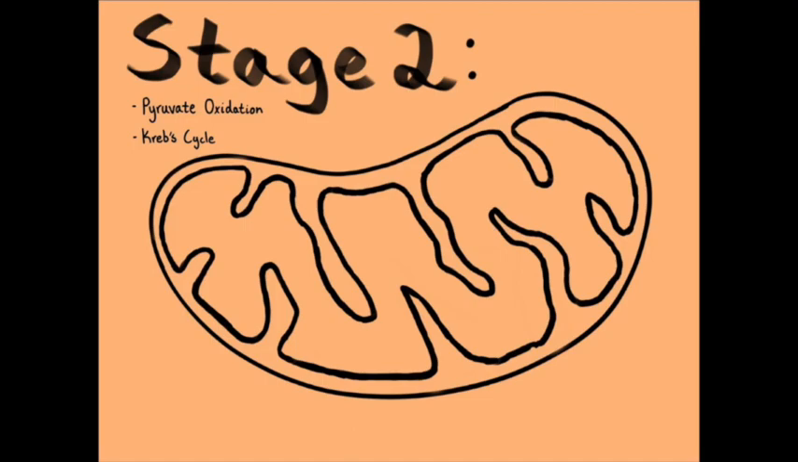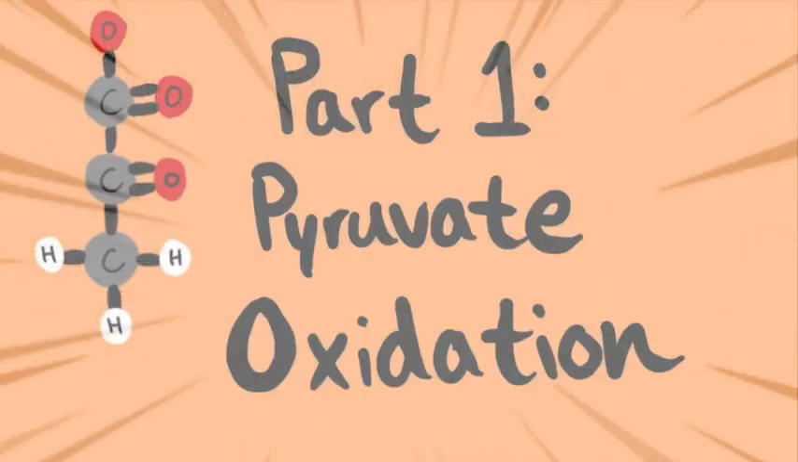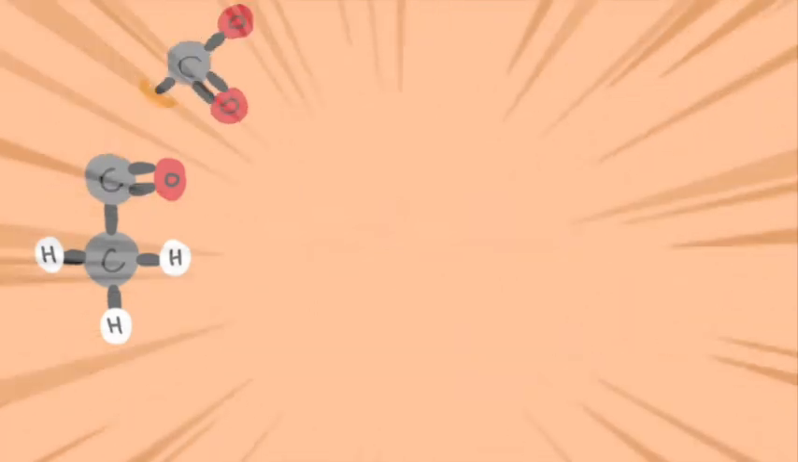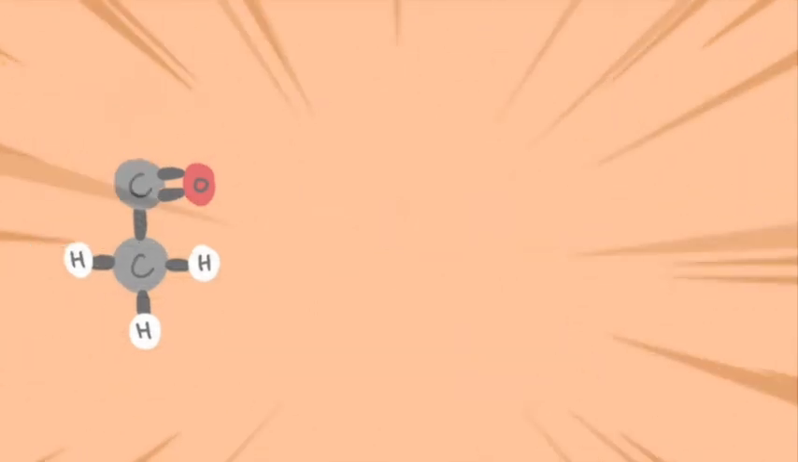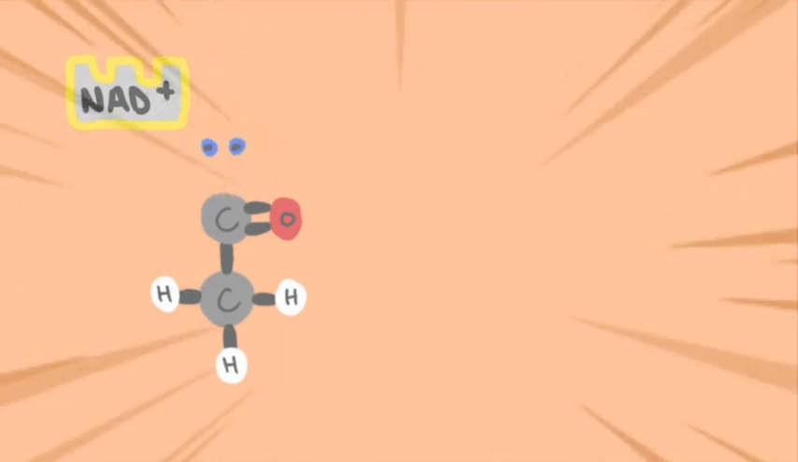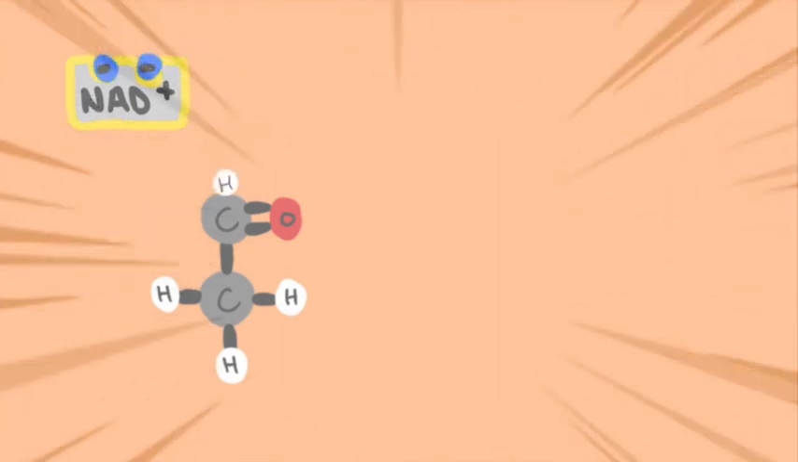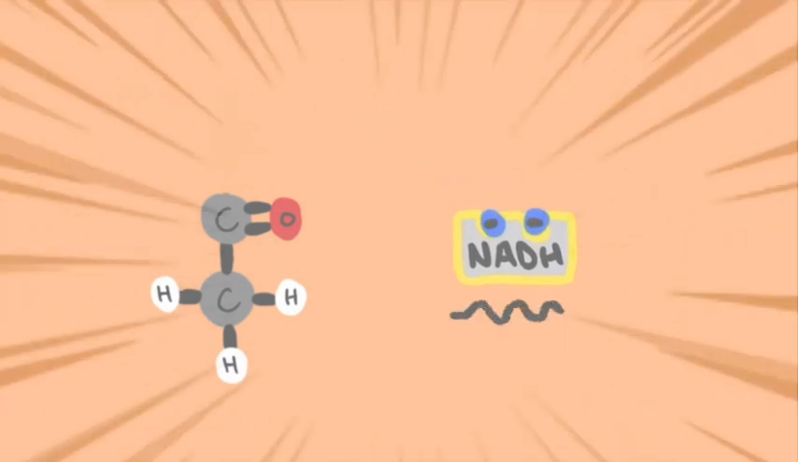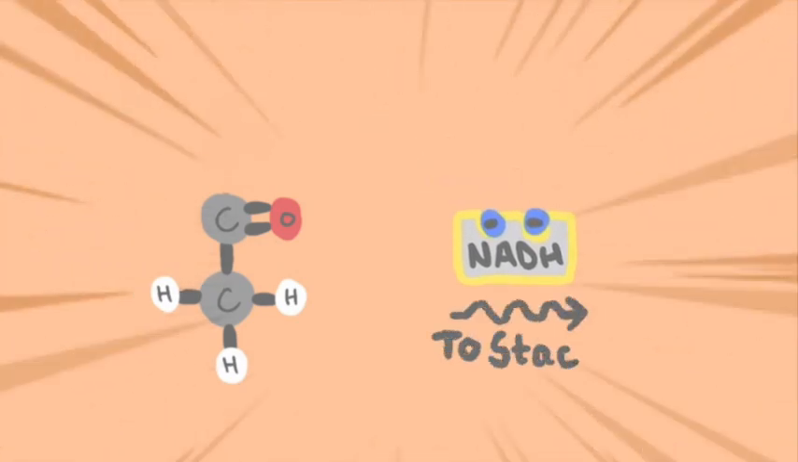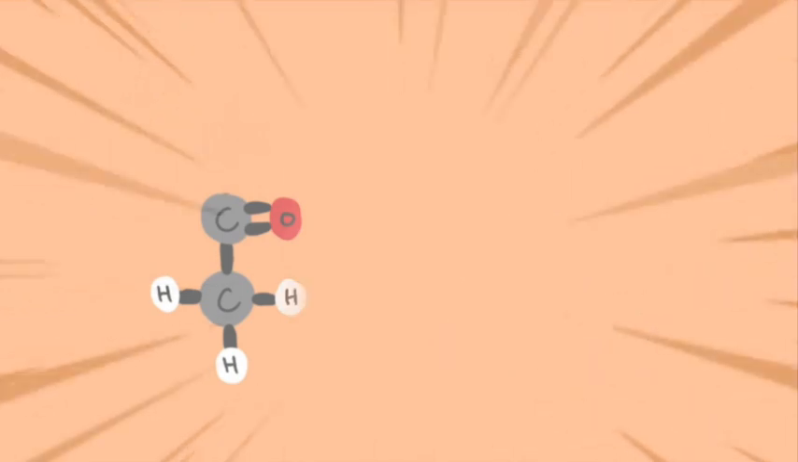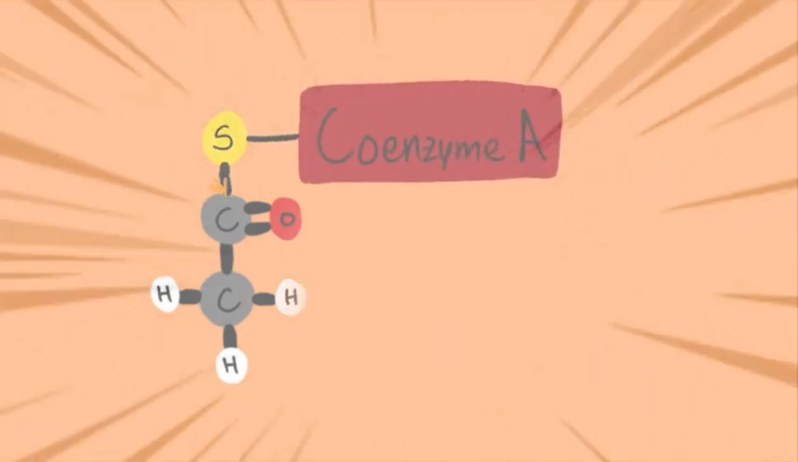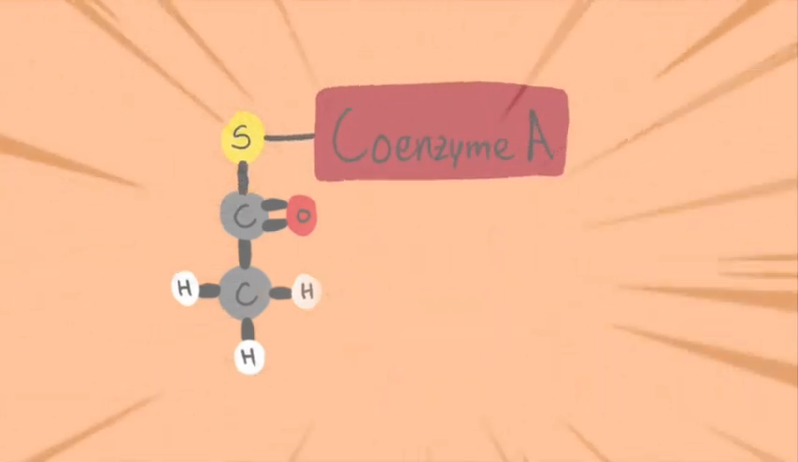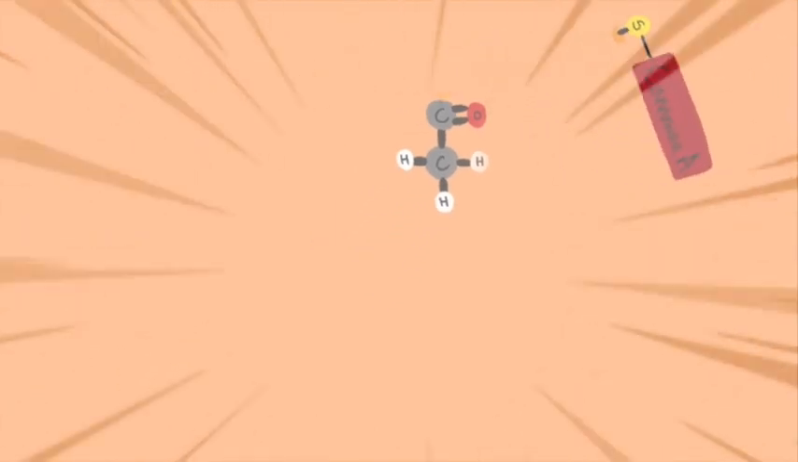Krebs cycle takes place in the mitochondrial matrix. It is split into 2 parts, pyruvate oxidation and the actual Krebs cycle. In pyruvate oxidation, 1 molecule of pyruvate is oxidized and loses a CO2. Acetyl-CoA is formed by the joining of coenzyme A. For each molecule of glucose, this cycle runs twice.